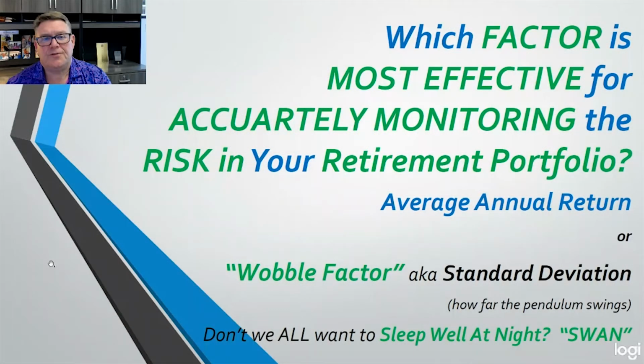So, in this video, we're going to talk about two things that we've heard of and introduce them in a little different way in comparison. And we want to ask the question, which factor is most effective for accurately monitoring the risk in your retirement portfolio? Is it something we're all familiar with, average annual returns? Or is it something I like to call the Wobble Factor, better known as standard deviation? How far the pendulum swings back and forth as markets move.